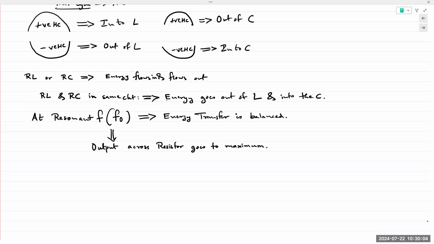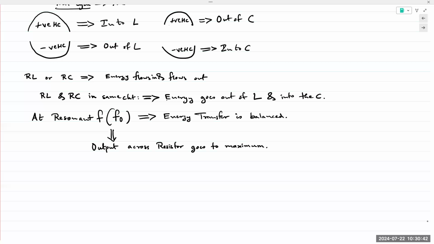For all other frequencies, either the inductor or the capacitor is going to pull a little bit of energy from the source. So the output across the resistor is always lower than that maximum. Mathematically, we can explain it by saying the impedance ZEQ of the entire circuit is slightly higher than R. And I'll explain the mathematical equation in the next few minutes. But does the qualitative explanation make sense?